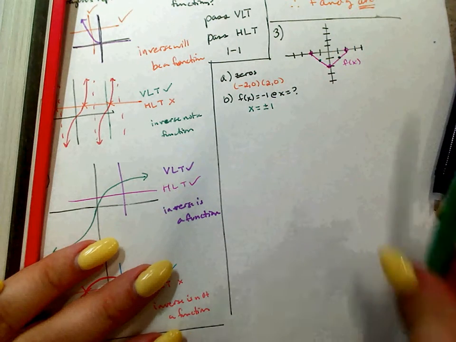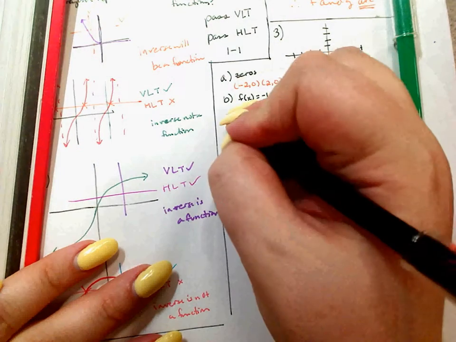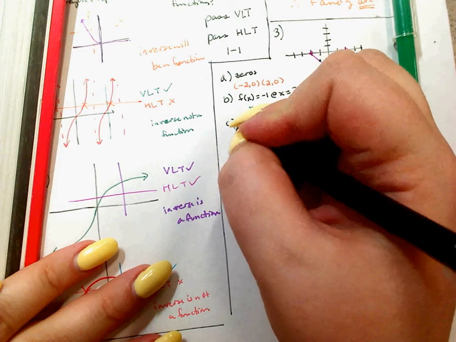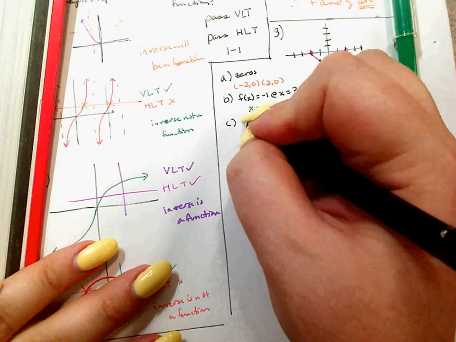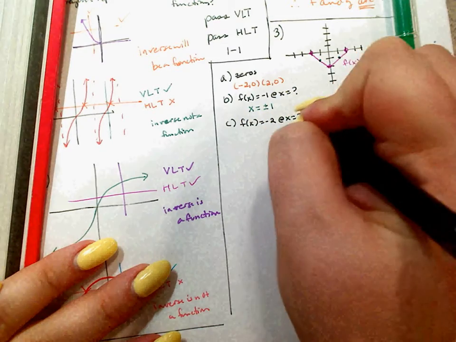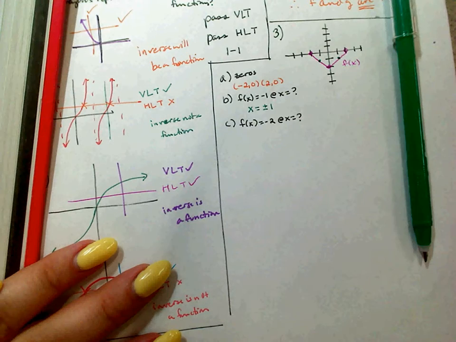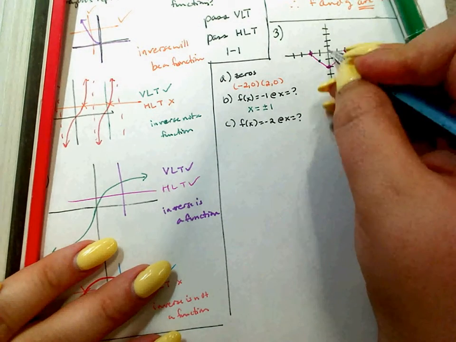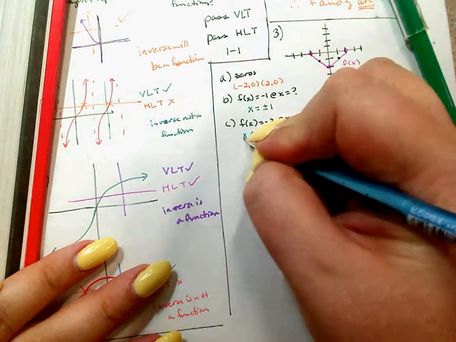Part C, find the values of x for which f of x equals -2. F of x equals -2 at x equals what? So it looks like it only equals -2, the y value -2, at x equals 0, because that's where that point is.